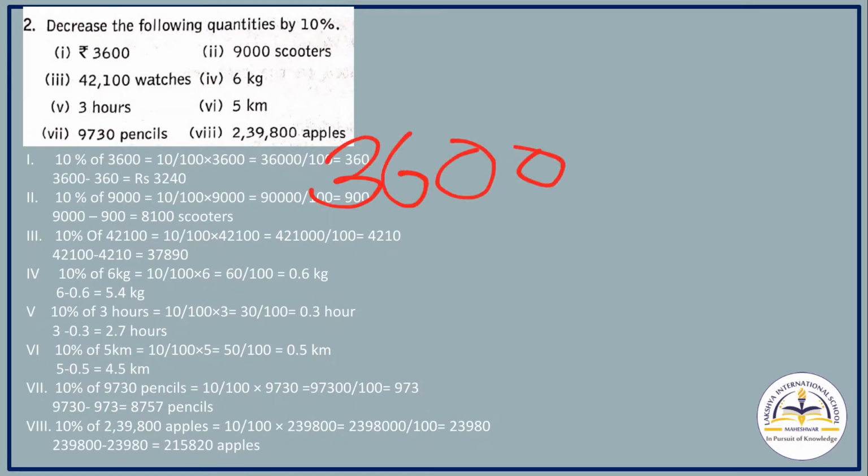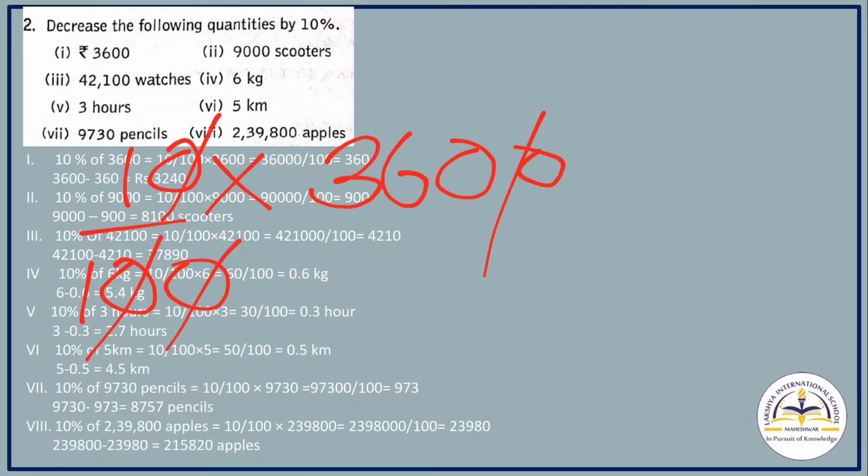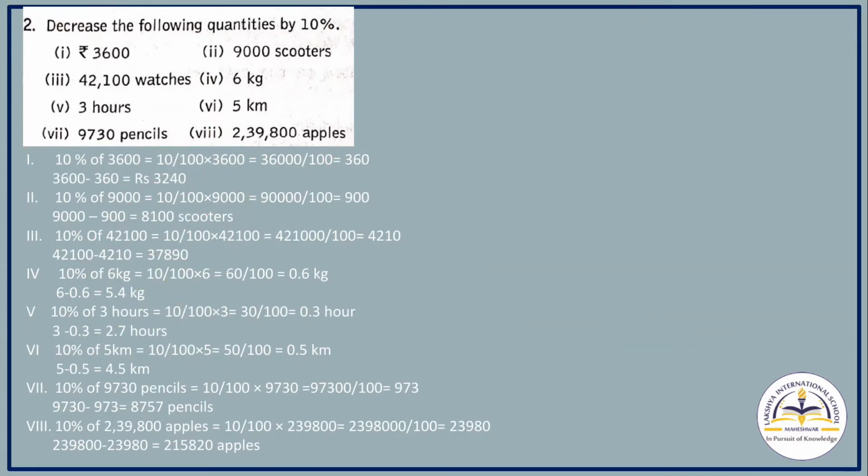3600, we have to find out the 10% of the given number. So 10%, that is 10 by 100, multiply by the given value. So this 0 and this 0 cancel. So what will be the remaining? That is 360. So 360 is the 10% of 3600.